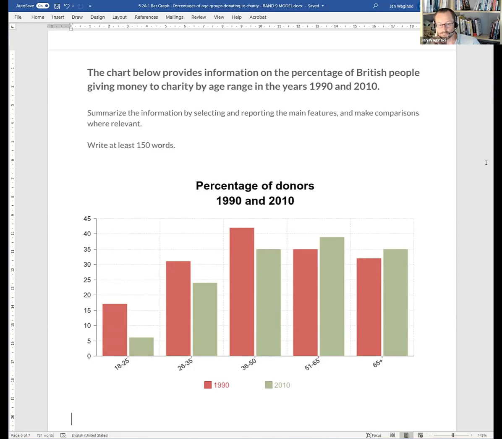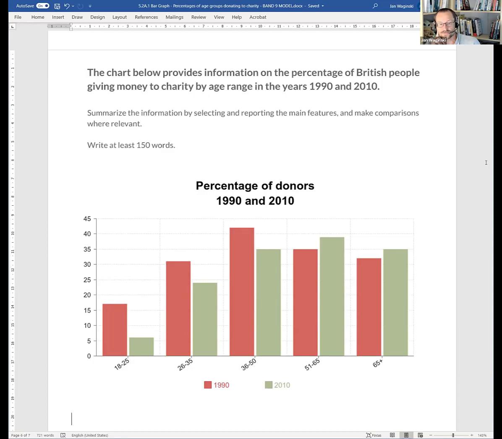In 1990, more than 16%? Yeah. Roughly 16, 17%, sure. What about in 2010? 5 to 6%. 6%. That's all it means. We have no idea how much money they gave. It's not given. Okay, so far so good.